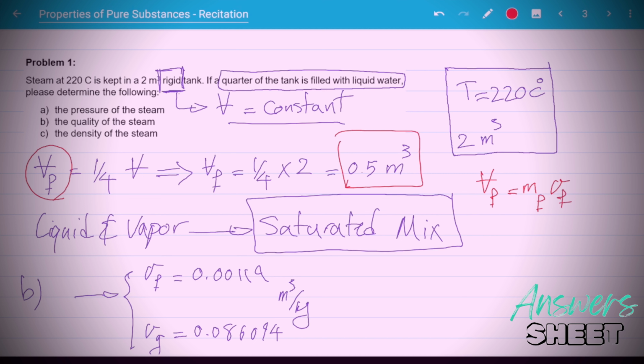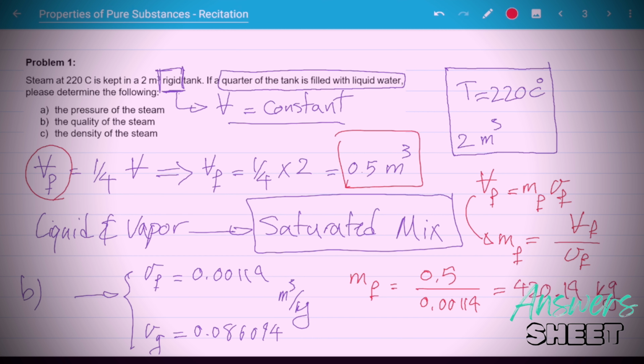So if this equation is true, then I can say the mass of the fluid or liquid is the volume of the liquid divided by the specific volume of the saturated liquid. Now plug in some numbers in that equation, I get mass of the fluid or the liquid is 0.5 over 0.00119. If we do the calculations, it gives us 420.19 kilograms. So we have this much mass in liquid water.